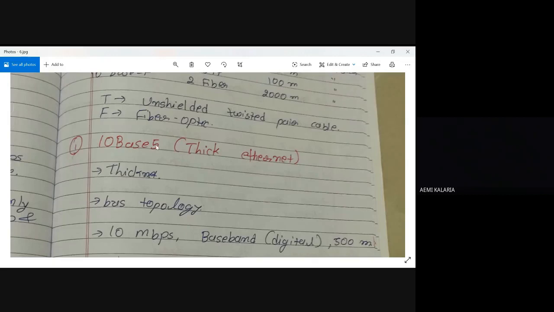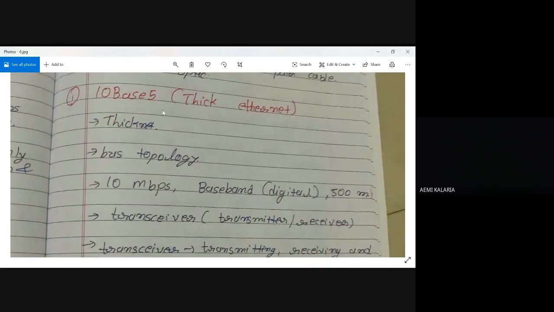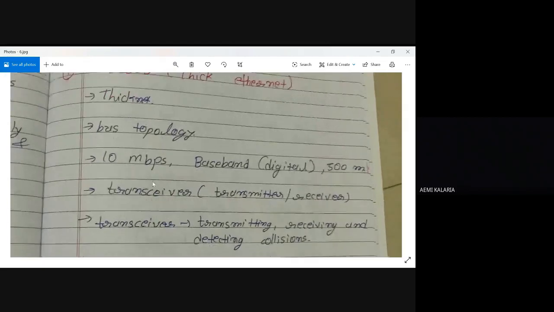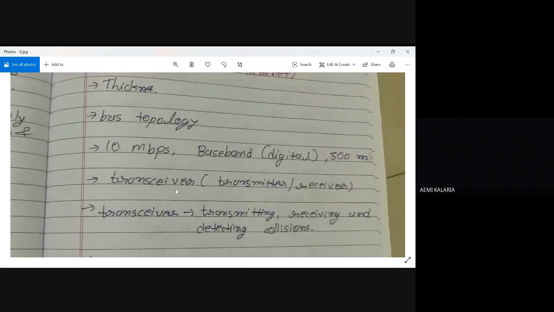First one is 10 base 5. Many times we call it thick Ethernet, or in short form, thicknet. Whenever we are dealing with thick Ethernet, bus topology is used. In higher Ethernet, let's say 10 base T or 10 base F, we are dealing with star topology or switches. This is the very basic one. For 500 meter only we are designing, so for that we use bus topology only. As the name suggests, 10 base 5 means 10 Mbps, baseband, and 500 meter. In this, a transceiver is used.